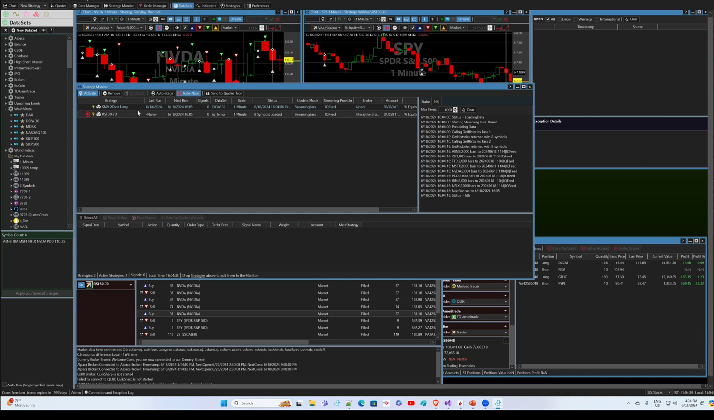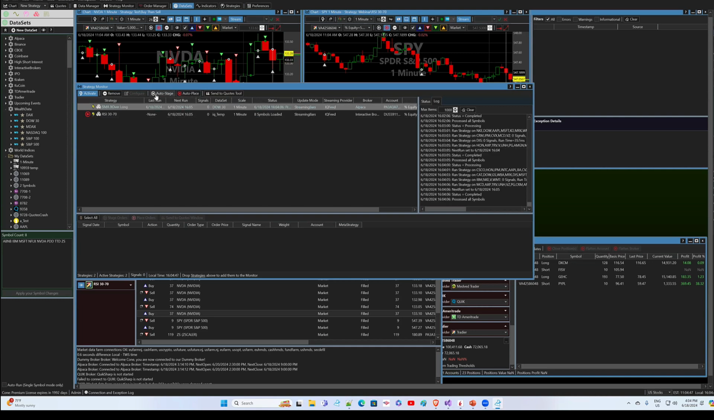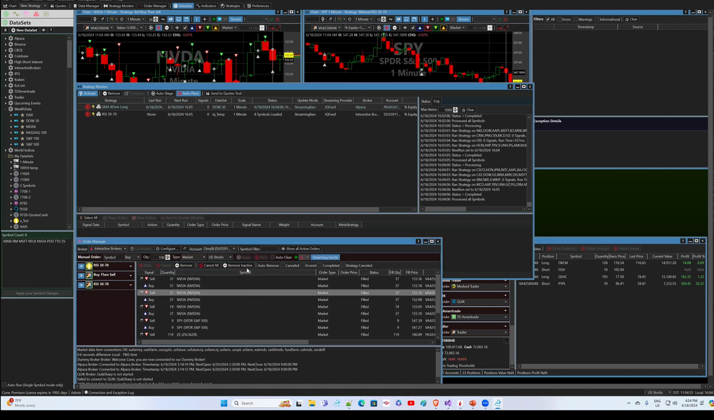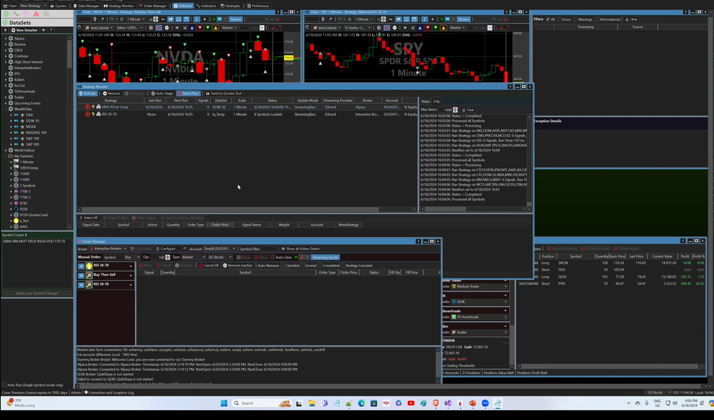So we're going to go ahead and hit auto place for this strategy. This one's running, but this one doesn't have auto place or stage set up. Let's go ahead and set that up too. And I'm going to go down to the order manager and just remove all the inactive orders, because I'm kind of happy that everything's filling. No problem. I don't need to see any of that.